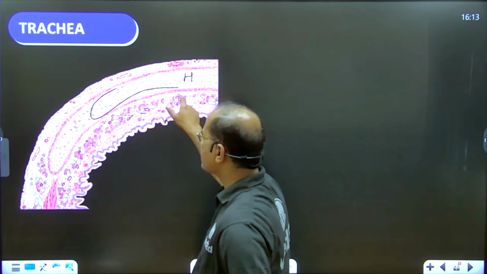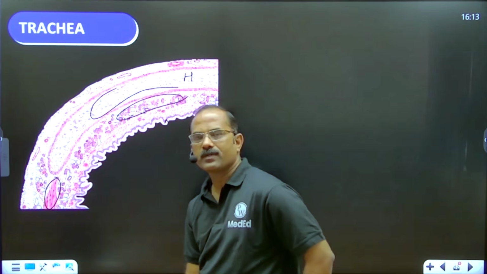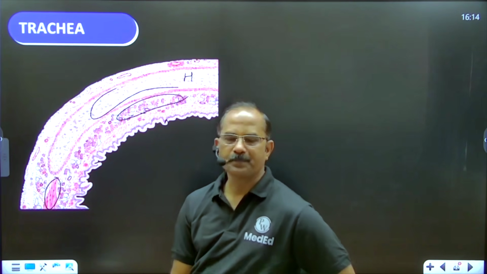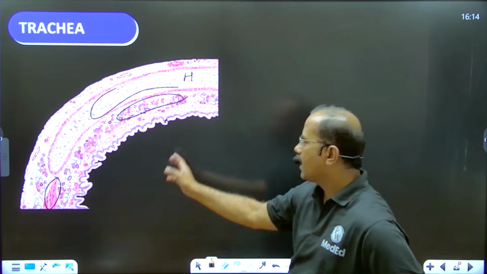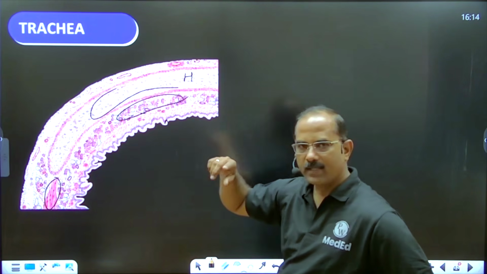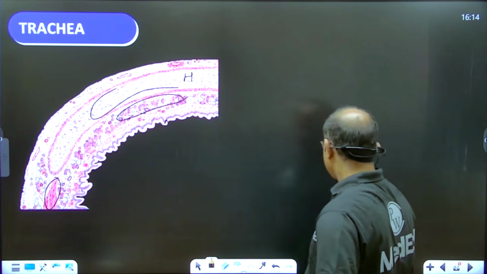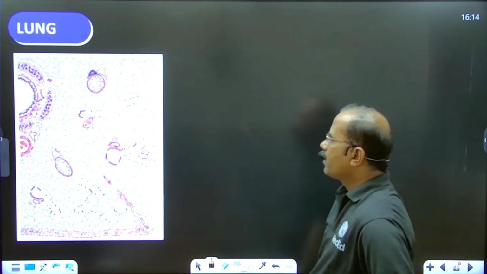Plus, we get glands here, mucous glands, and you get trachealis muscle. So, this is trachea. Clear? Epithelium is pseudostratified ciliated columnar. We get hyaline cartilage. We get glands as well as the muscle trachealis. So this is the trachea.